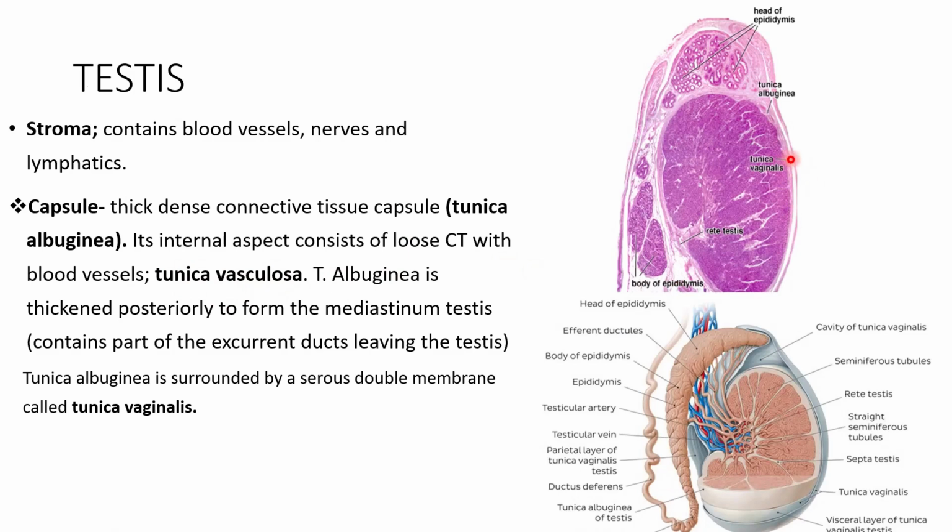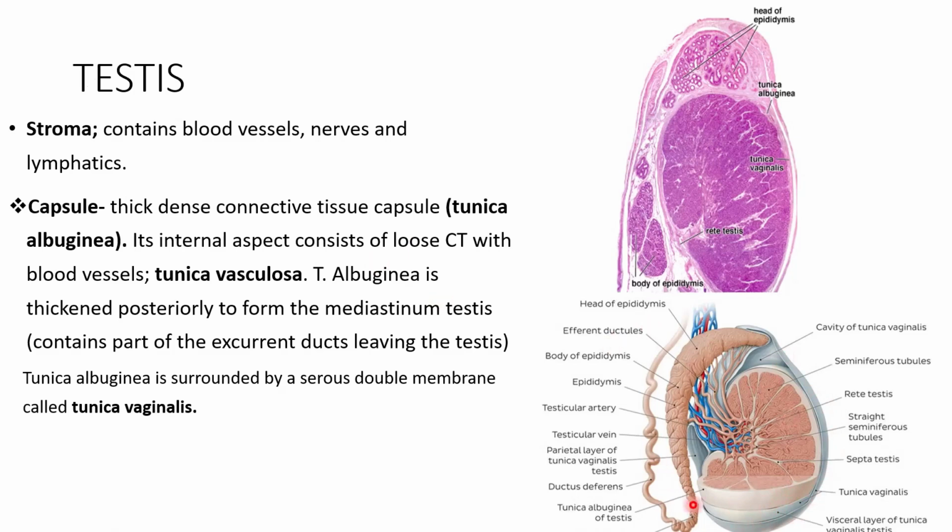So on the outer part, it's actually a serosa part. So tunica albuginea is surrounded by a serous double membrane known as tunica vaginalis. So tunica vaginalis at this point will be here. So that's the capsule, you can appreciate it. That's the tunica albuginea. Then on the outer part, it will have the tunica vaginalis, and on the inner part, tunica vasculosa.